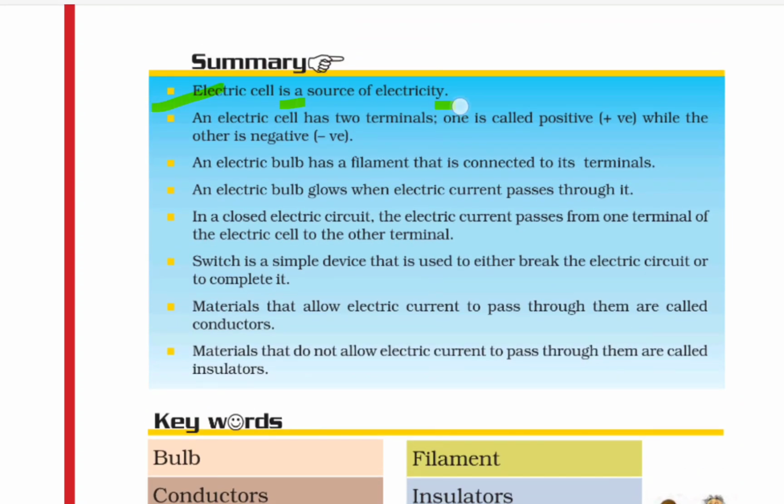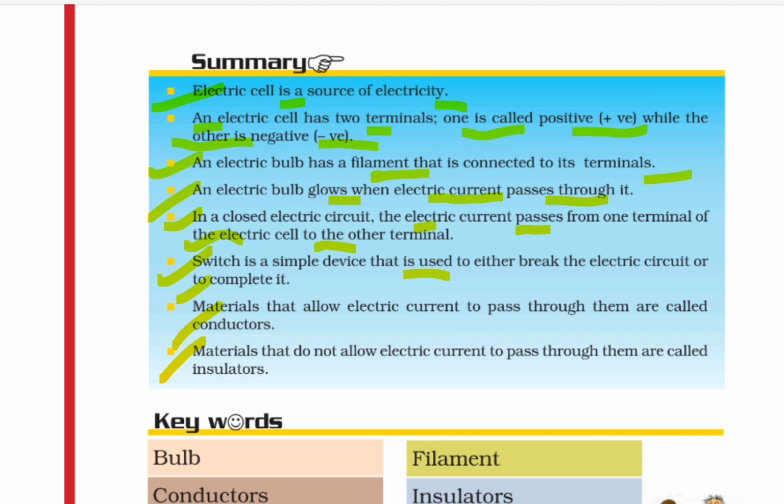An electric cell is the source of electricity. An electric cell has two terminals, one is called positive while the other is negative. An electric bulb has a filament that is connected to the terminals. An electric bulb glows when electric current passes through it. In a closed circuit, the electric current passes from one terminal of the electric cell to the other terminal. A switch is a simple device that is used to either break the electric circuit or complete it. Materials that allow electric current to pass through them are called conductors. Materials that do not allow electric current to pass through them are called insulators.